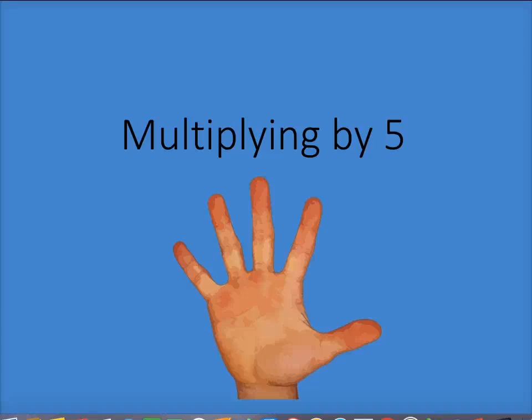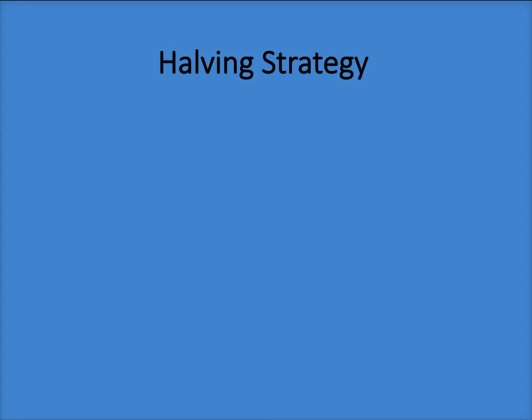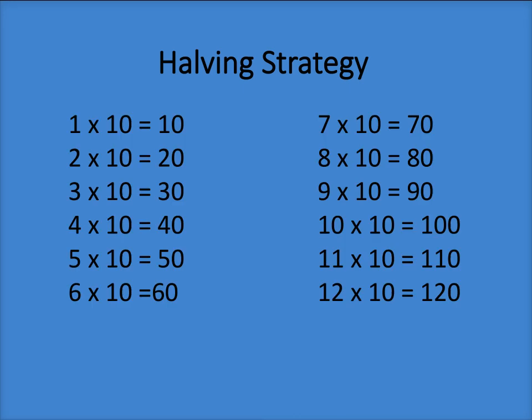In this lesson, we're going to look at a strategy we can use to help us multiply by 5. This is called the halving strategy. To use the halving strategy, we need to be familiar with the 10 times tables. So here they are listed. Just take a moment to look over them.